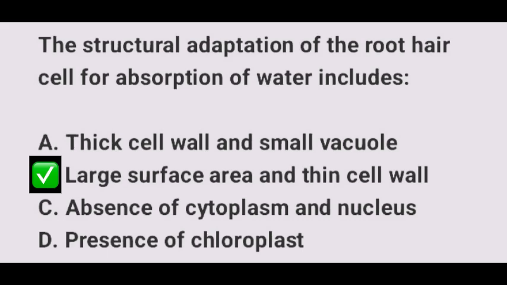Root hair cells are specialized for water absorption from the soil. They are long and narrow, which increases their surface area for more contact with the soil water. Their thin cell walls allow easy diffusion of water into the cell. Option A is wrong because a thick cell wall will slow down absorption. Option C is also wrong because root hair cells have cytoplasm and nucleus to control their activities. Option D is wrong because chloroplasts are absent in root hairs. No photosynthesis occurs underground. So the correct option there is option B, large surface area and thin cell walls.